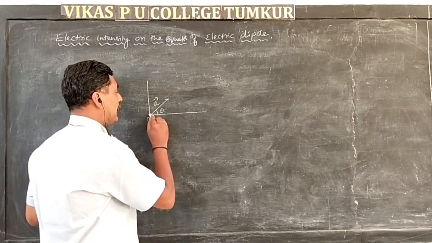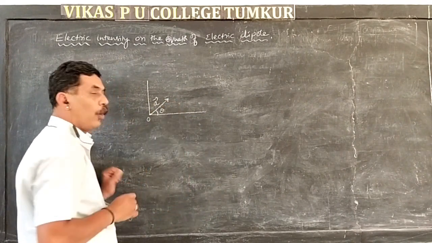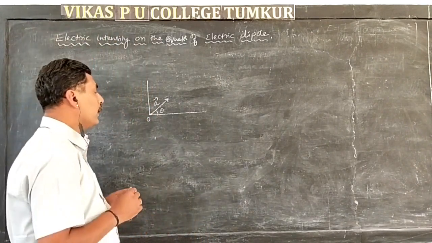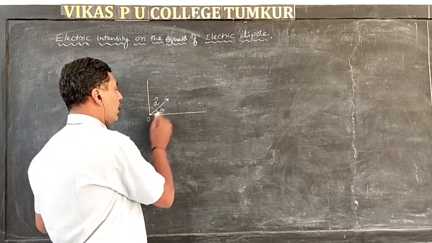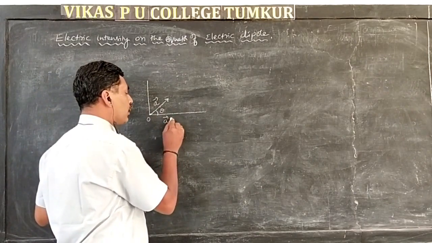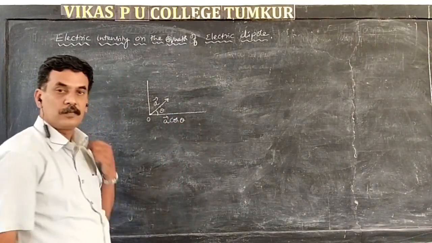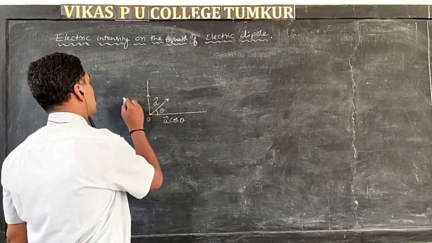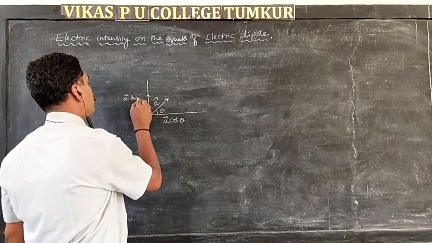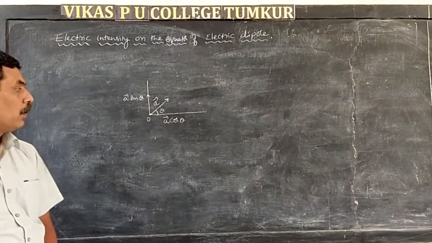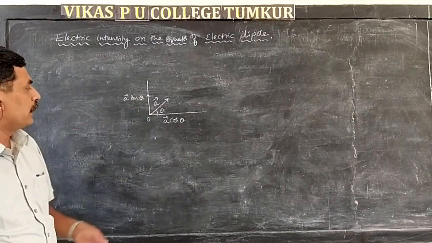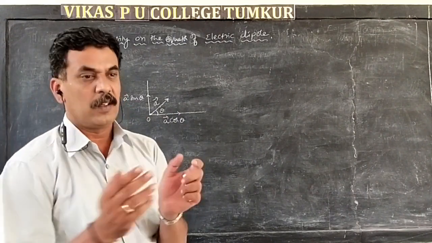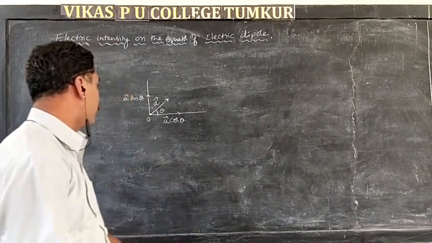Now I can resolve this vector A into two components, one along the horizontal, that is A cos theta, the other along the vertical, that is A sin theta. This A sin theta and A cos theta are called the orthogonal components, perpendicular components of vector A.